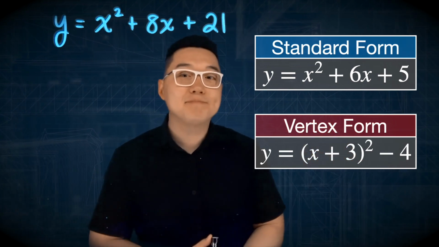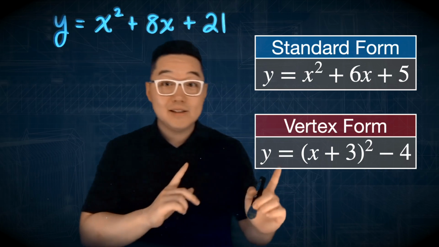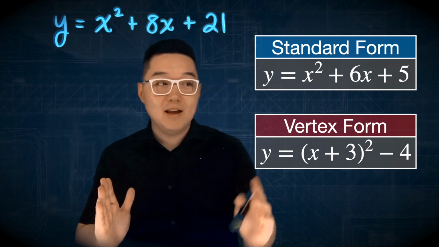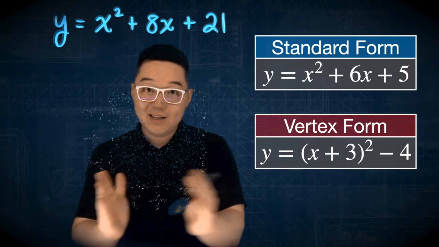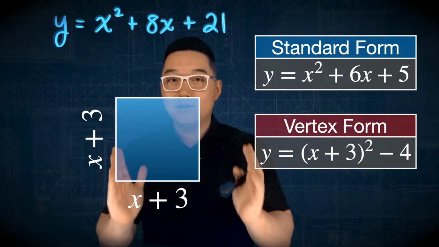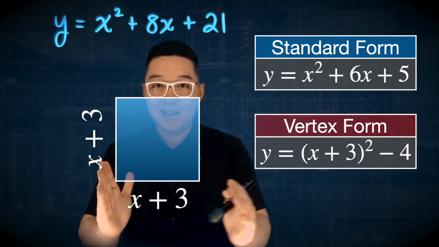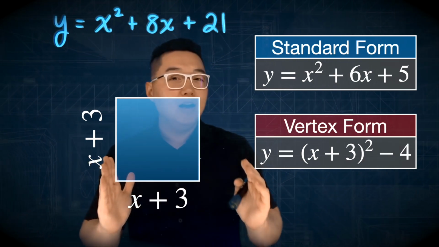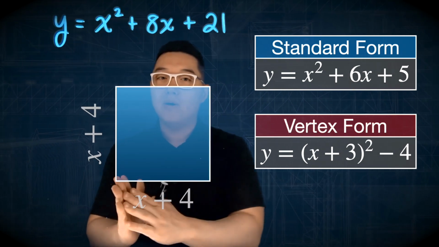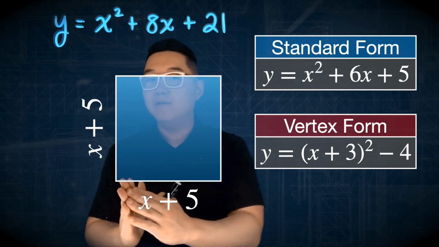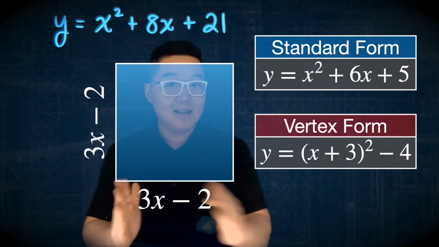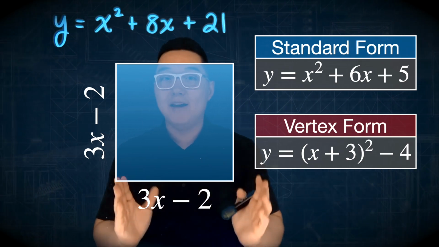quantity squared. Geometrically, what that looks like is a perfect square where the length and the width are exactly the same. In this case, we have x plus 3 times another x plus 3. So that is a perfect square where the length and the width are exactly the same. Another example would have been x plus 4 times another x plus 4, or x plus 5 times another x plus 5, or even 3x minus 2 times another 3x minus 2. As long as the length and the width are exactly the same, we have a perfect square.